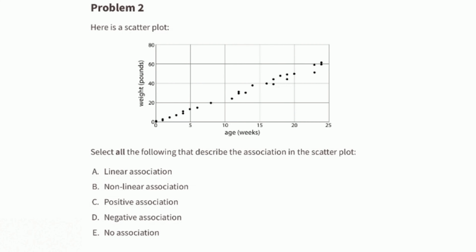Problem number 2. Here is a scatter plot. Select all the following that describe the association in the scatter plot. We can select A, linear association, because the points form a line. And that means that we won't select B, non-linear association. As the weeks increase, the weight also increases. That's forming a positive slope, so it does have a positive association, so we can select C, which means we won't select D, negative association. And since we selected A and C, linear association and positive association, we won't select E, no association.